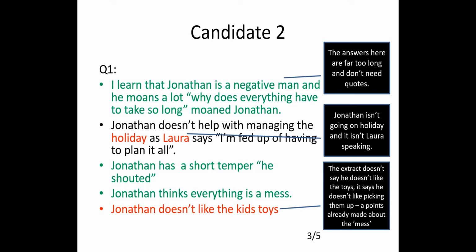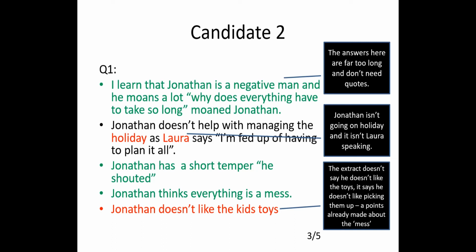We've got Jonathan doesn't help with managing the holiday, as Laura says, I'm fed up with having to plan it all. That one wouldn't get a mark because they're not going on holiday and it isn't Laura speaking. There isn't a Laura in the extract at all. It's Frances that is being referred to. And I think this student probably meant Lorna and literally got the name wrong. Both of those, I mean, they didn't read the text carefully, so wouldn't get a mark. And lastly, Jonathan doesn't like kids' toys. Well, he doesn't like the mess that's made by them. It isn't saying that he doesn't like kids' toys themselves. So again, too much of a guess, just a broad guess, not somebody who read the text in much detail there. So 2 marks lost, but 3 marks gained.